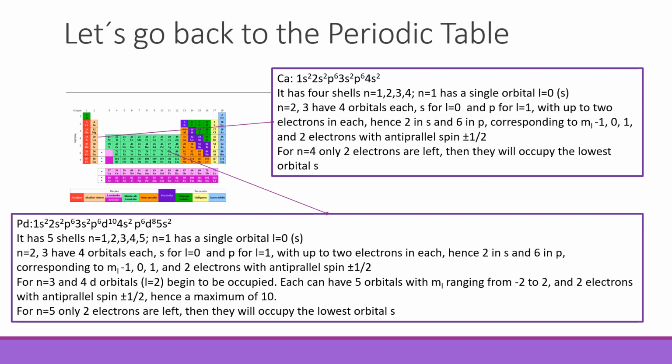For n equals 5, we have only 2 electrons. Then again, they will occupy the lowest orbital, which is the s orbital. Yeah?